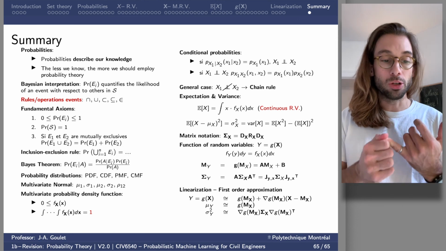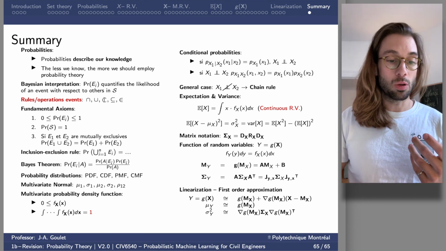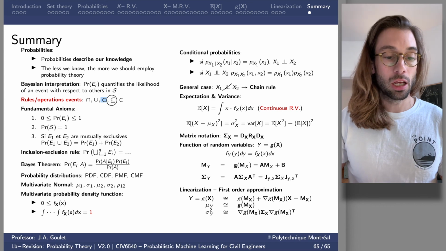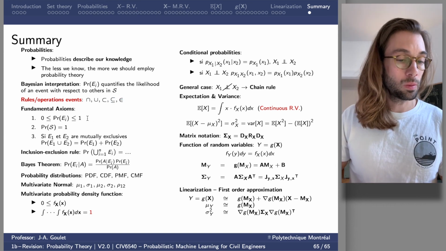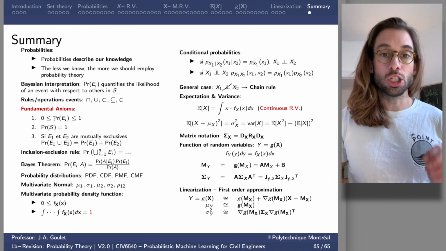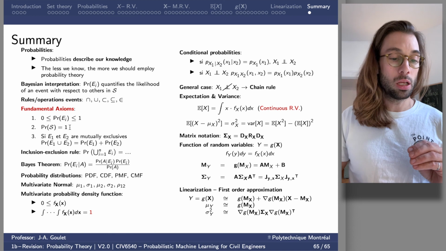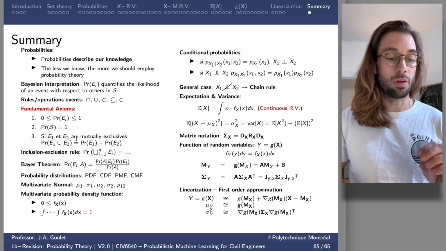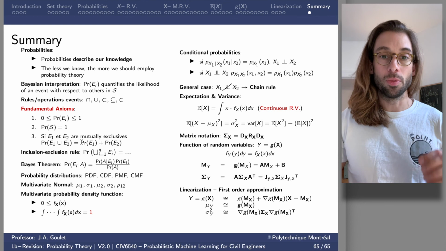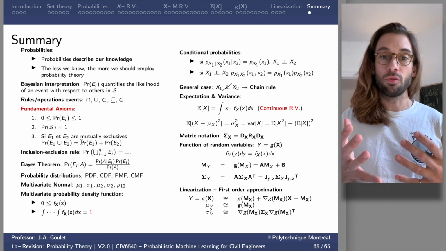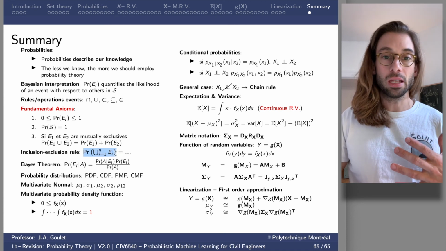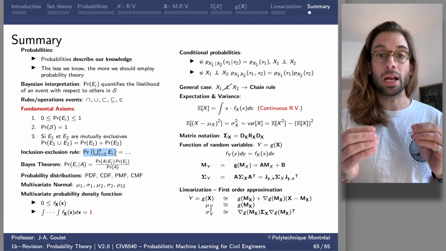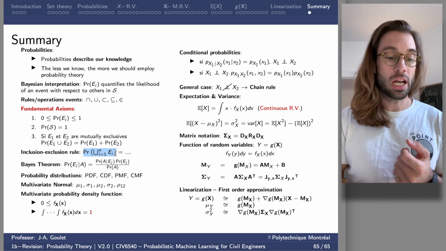We've seen many operations: intersection, union. This means it's part of a set, it's part of or equal to a set, or it belongs to a set. So it's contained in a set, contained or equal, and belongs to a set. We've seen the fundamental axioms: a probability is always greater or equal to 0 and less or equal to 1. The probability of the sampling space is always 1. If two events are mutually exclusive, the probability of the union is simply the sum of the probabilities of each event. In the general case, to describe the probability of the union of events, we have to use the inclusion-exclusion rule, where we subtract the joint probability of the intersection of events.